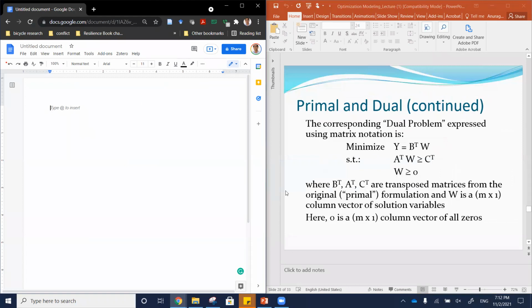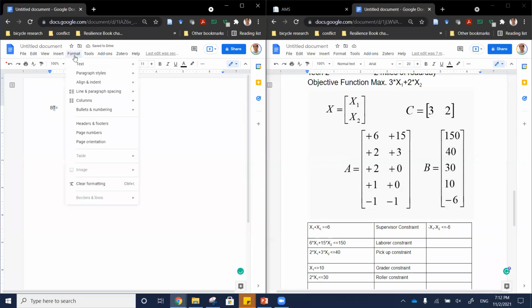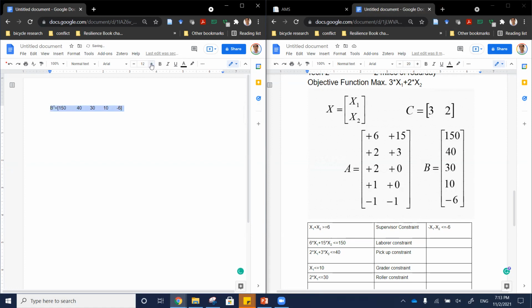So I'm trying to write B transpose. And remember, my B is nothing but the values that I saw here. My B looks like this: 150, 40, 30, 10, and -6. So my B transpose will look like this. B currently has 5 rows and 1 column, so B transpose will have 1 row and 5 columns: 150, 40, 30, 10, and -6. Does that make sense? I can increase the font size. This is what my B transpose would look like.